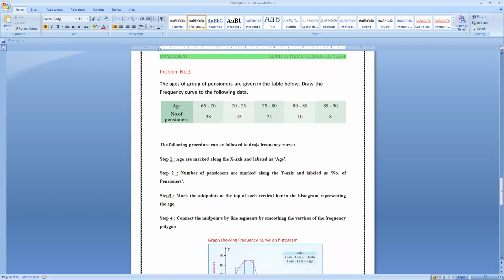70 to 75, there are 45 pension years. Then 75 to 80, 24. 80 to 85 is 10. 85 to 90 is 8.